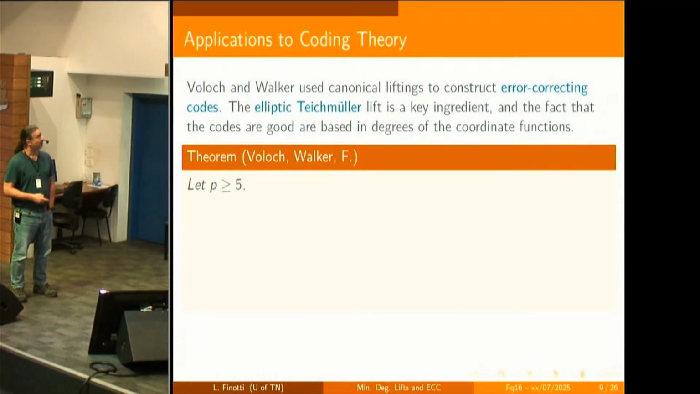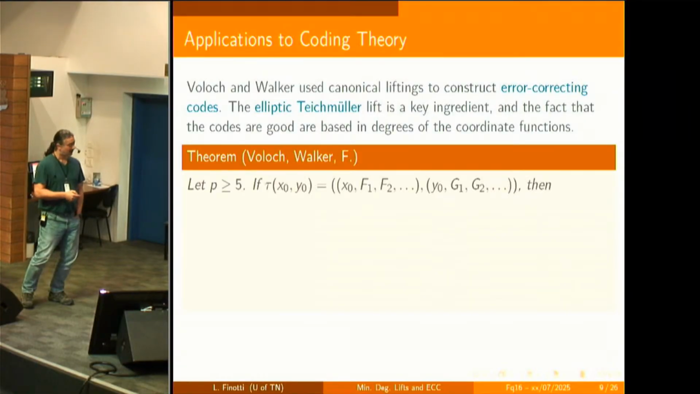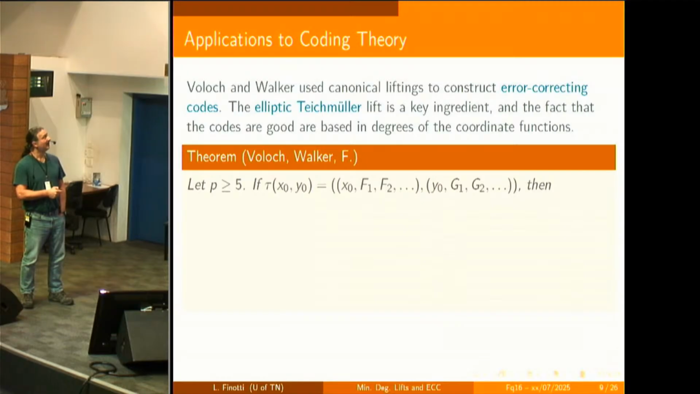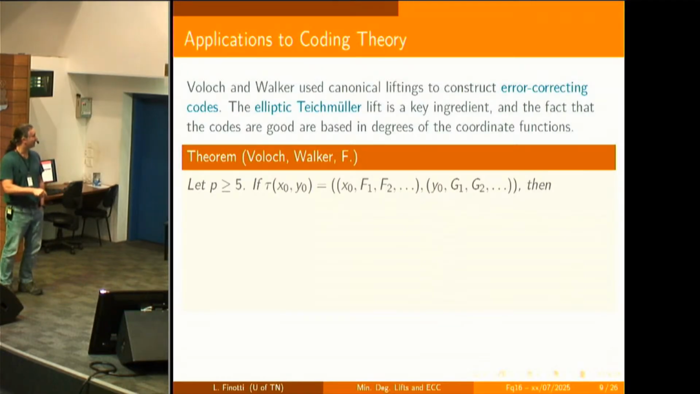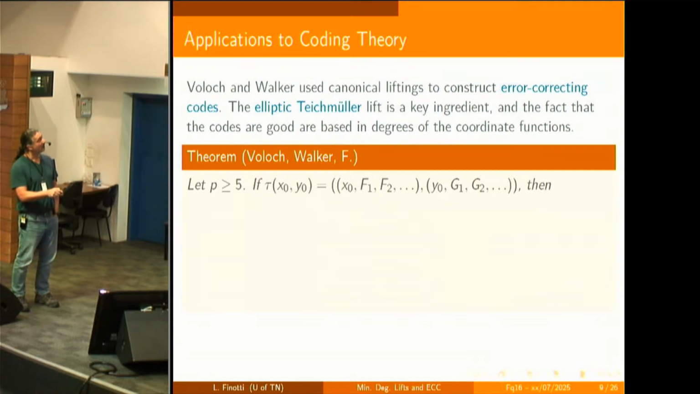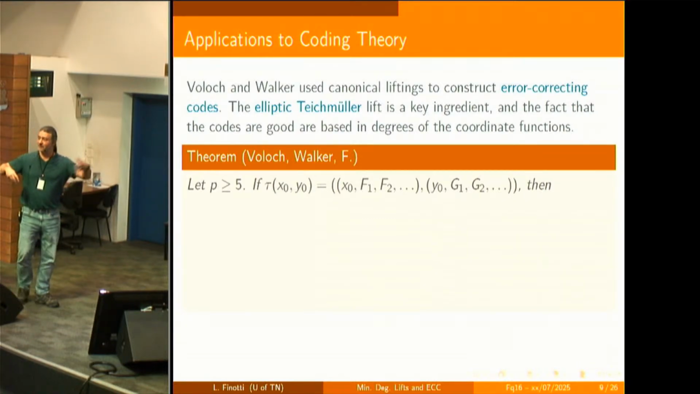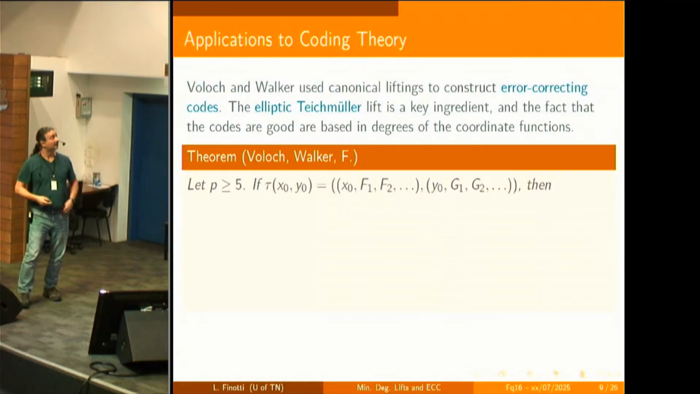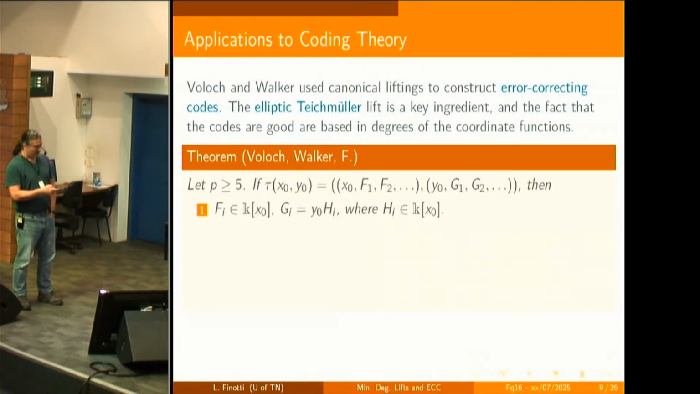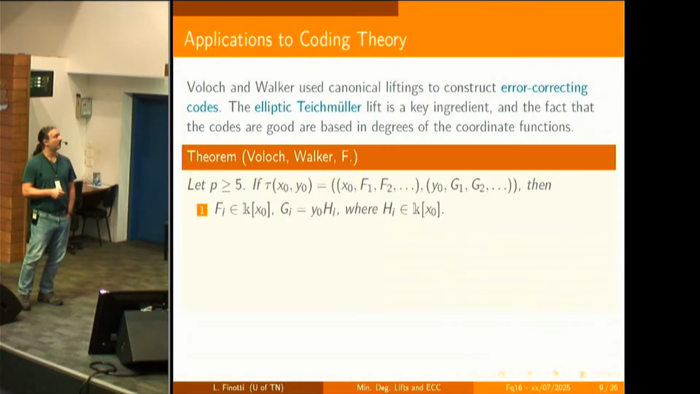So let's assume p is greater than or equal to 5 for simplicity. So here is your Teichmüller lift. So again, you take a point in your curve. You can see here a curve in characteristic p and lift to a point over the ring of Witt vectors. So a point (x0, y0) is mapped to a pair of Witt vectors. Now we can ask what these coordinate functions for the Witt vectors of x and y on the lifting are. It so happens that these are polynomial functions. So these f_i here are polynomials in x0, and these g_i are polynomials of the form y0 times a polynomial in x0.